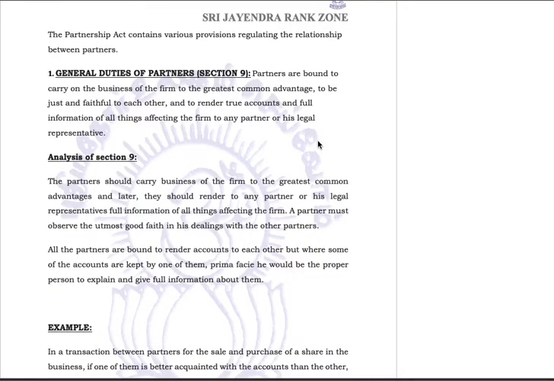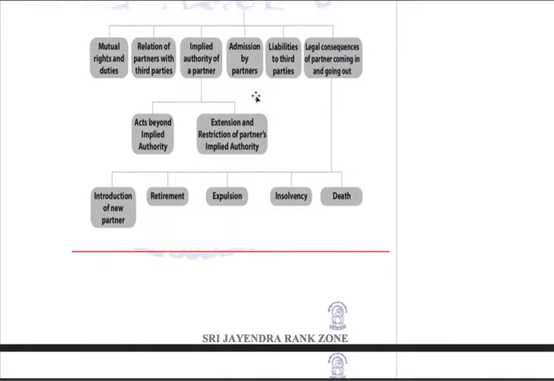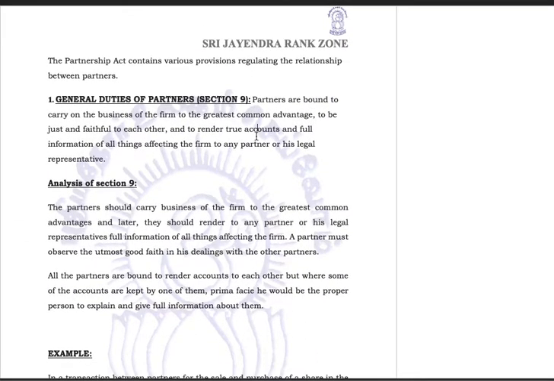The Partnership Act contains various provisions regulating the relationship between partners. Now we'll discuss all those provisions in a detailed manner. The first one is general duties of partners. Section 9 talks about the general duties of a partner. We are not talking about any special duty, only a general duty.